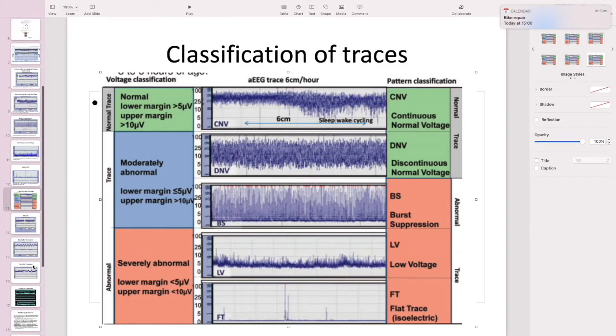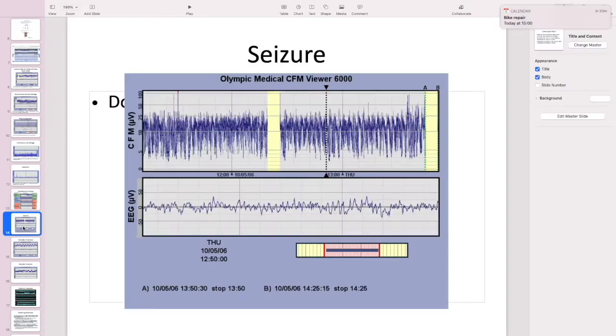So what it's likely to be used in ITU is for identification of seizures. And actually, if you know the background pattern and what's relatively normal, then any deviance from that or change in amplitude would want you to look at that area of EEG, aEEG, and the raw EEG and see whether or not seizures are present. So this is an example of seizures.